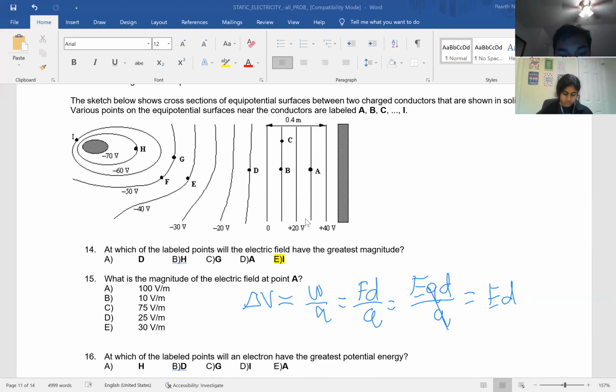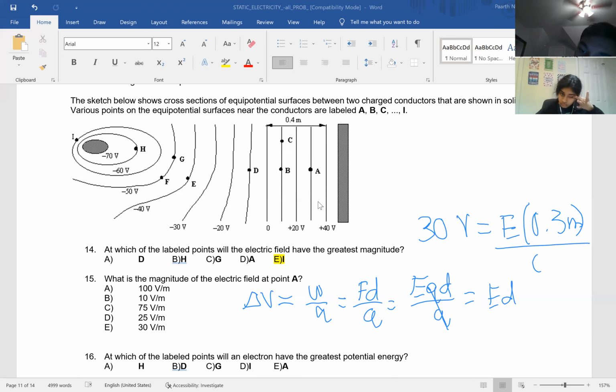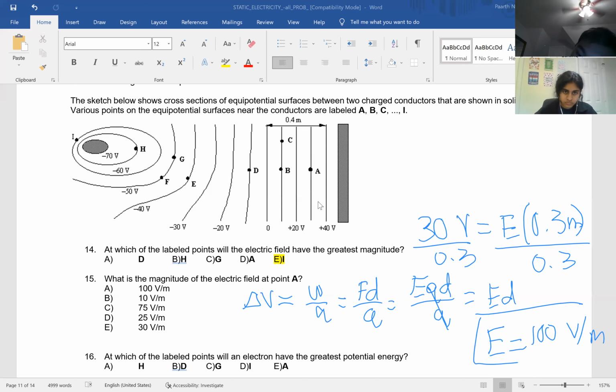So based on that, it says, what is the magnitude of the electric field? So at A, it's 30 volts, right? 30 volts equals E times the distance, and the distance based on the information that we're given is 0.3 meters. So if you divide both sides by 0.3, you get that the magnitude of the electric field is 100 volts per meter, which is answer choice A. Okay.